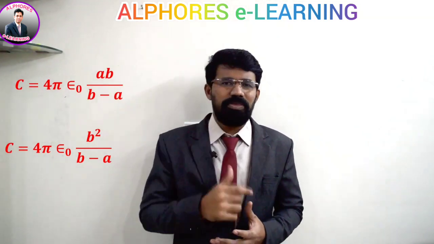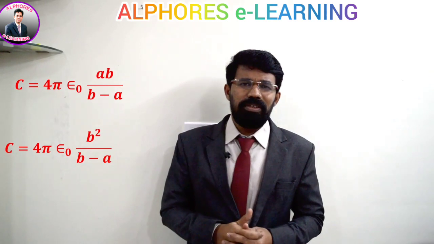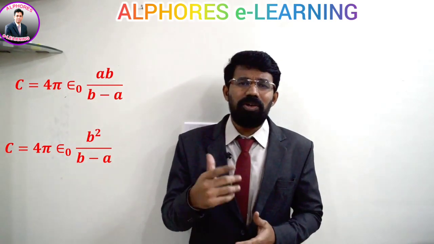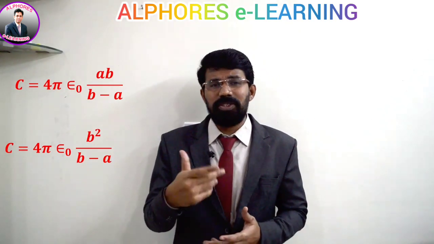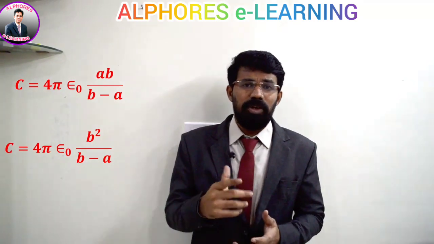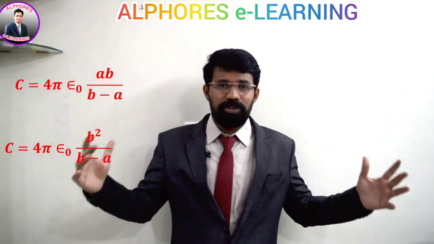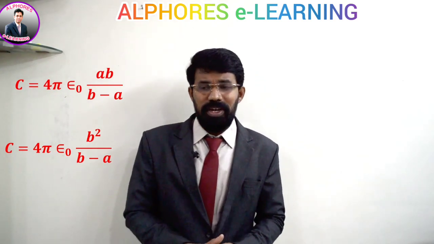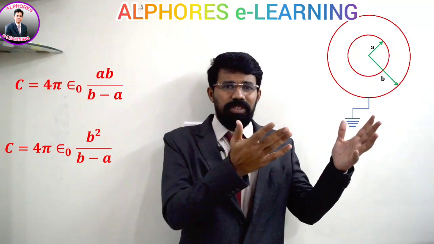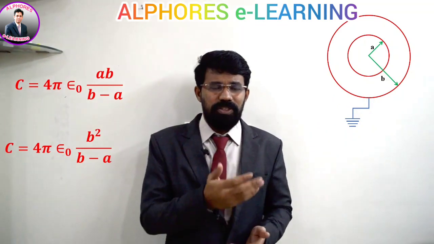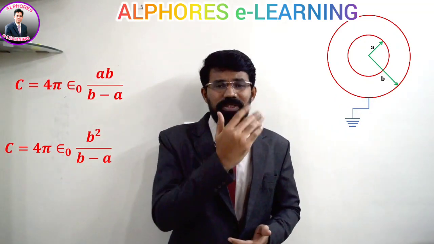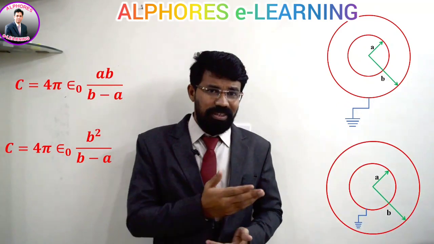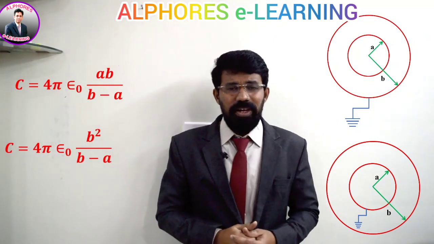I'm telling you this data so that whenever you think about the order of capacitance, how much capacitance is possible, it gives you an idea. How much capacitance is possible for a large surface like Earth? 711 microfarads. And see, this is how the spherical capacitor appears. The first one is when the outer surface is grounded, and the second one is when the inner surface is grounded.